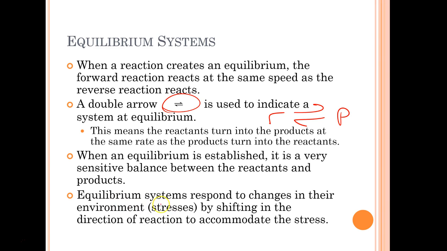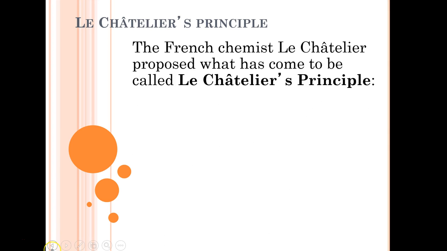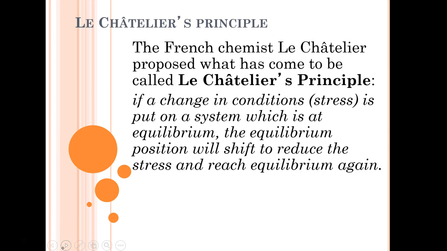And so equilibrium systems respond to changes in their environment, or their stresses, by shifting the direction of the reaction to accommodate the stress. It's called Le Chatelier's principle. If you have a change in the conditions, a stress, that you put on a system which is at equilibrium, the equilibrium is going to shift to reduce the stress and reach equilibrium again.